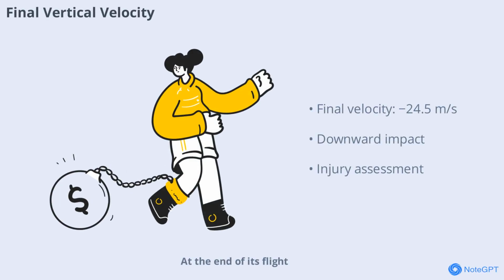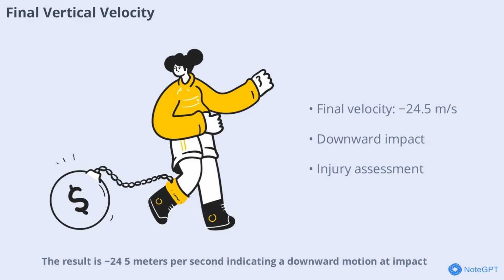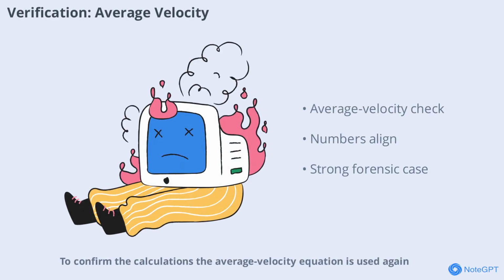At the end of its flight, the weapon's vertical velocity is calculated using v_fy equals v_iy minus gt. The result is minus 24.5 meters per second, indicating a downward motion at impact. This information helps reconstruct the weapon's path and assess the potential for injury or damage. To confirm the calculations, the average velocity equation is used again, y_f equals y_i plus 1/2 (v_iy plus v_fy) t. The numbers align perfectly, demonstrating the reliability of the findings. This step is crucial for building a strong forensic case.